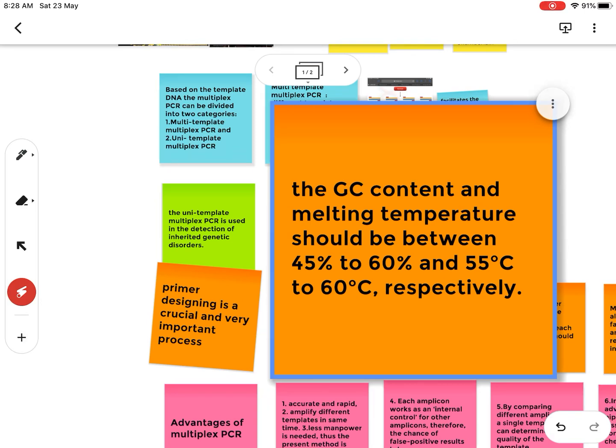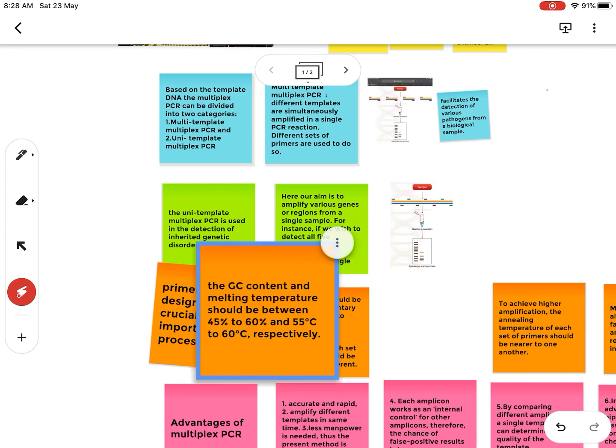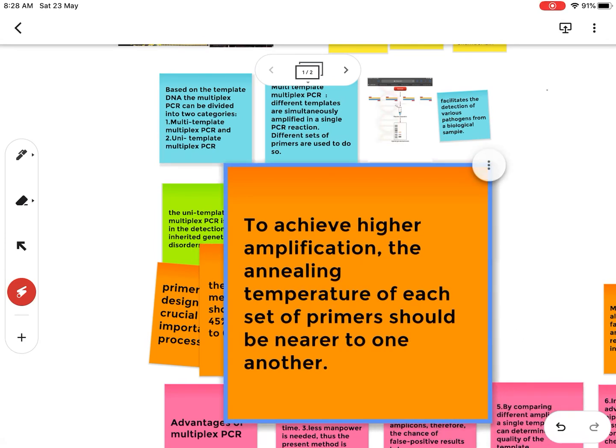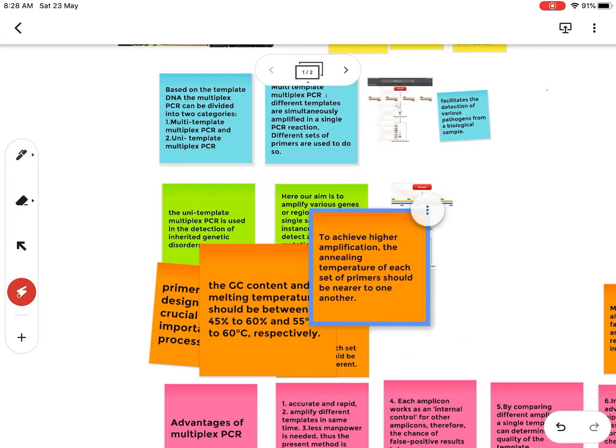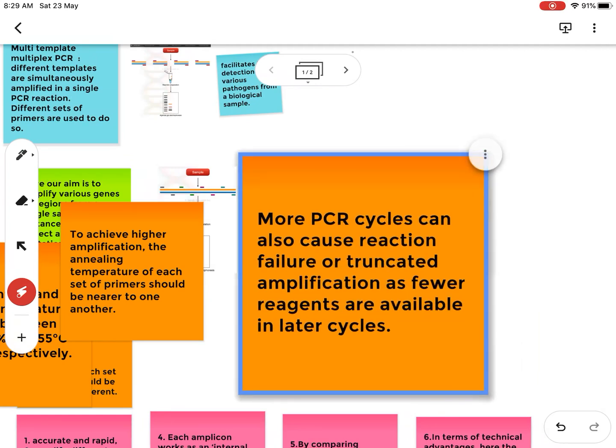Particularly the GC content should be 45 to 60%, whereas the melting temperature should be between 55 to 60 degrees Celsius. And to achieve higher amplification, the annealing temperature of each set of primers should be nearer to one another. Ideally, the length of each primer should not be more than 30 nucleotides, and for this particular PCR technique, 20 to 25 nucleotide long primers are recommended.